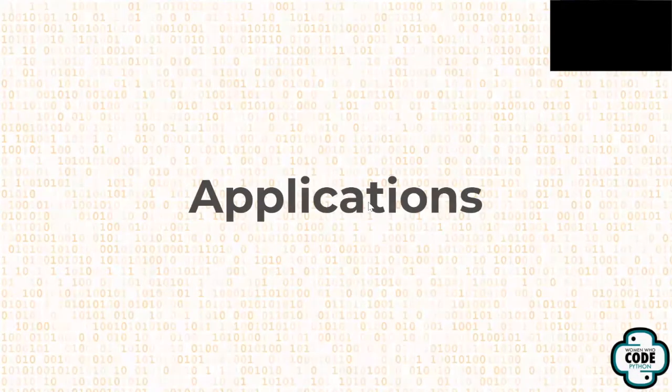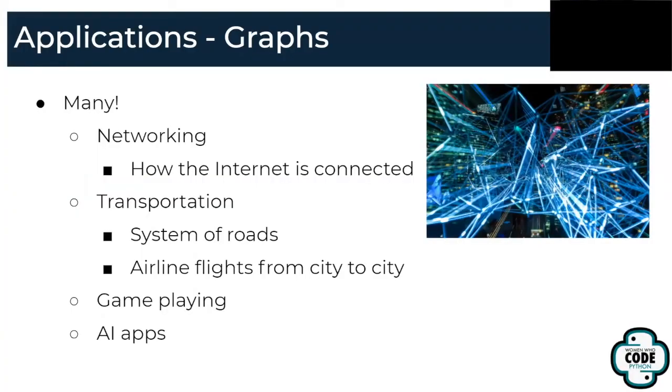Applications of a graph. There are a lot of applications of graphs in networking, transportation, gameplay, and even in some AI apps. In networking, it is used in the internet: how the internet is connected can be represented by a graph. And regarding transportation, the system of roads or the airline flights from city to city can also be represented by graphs.